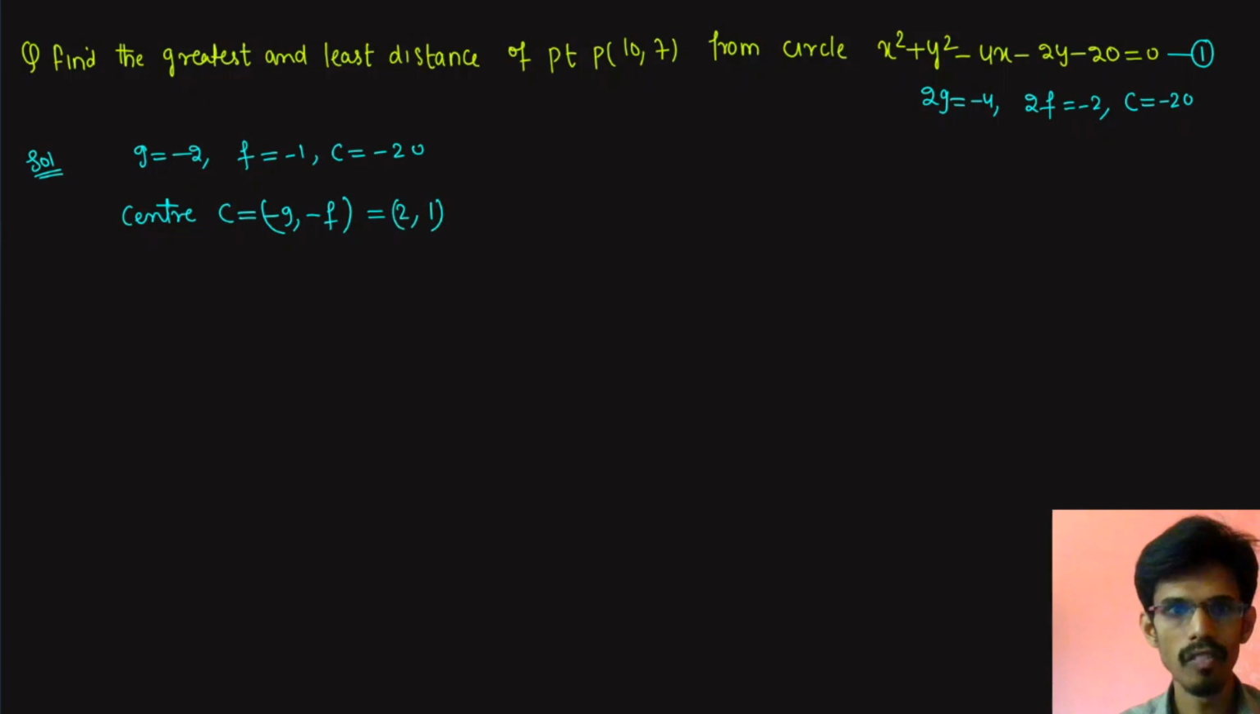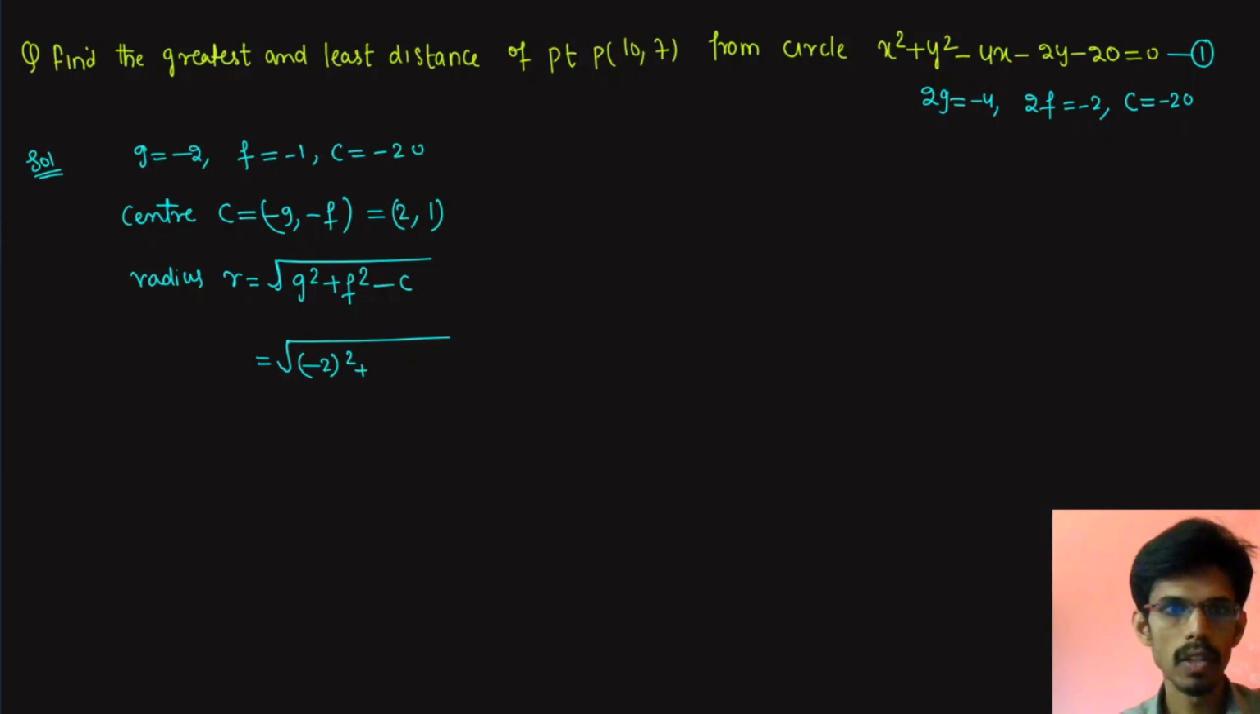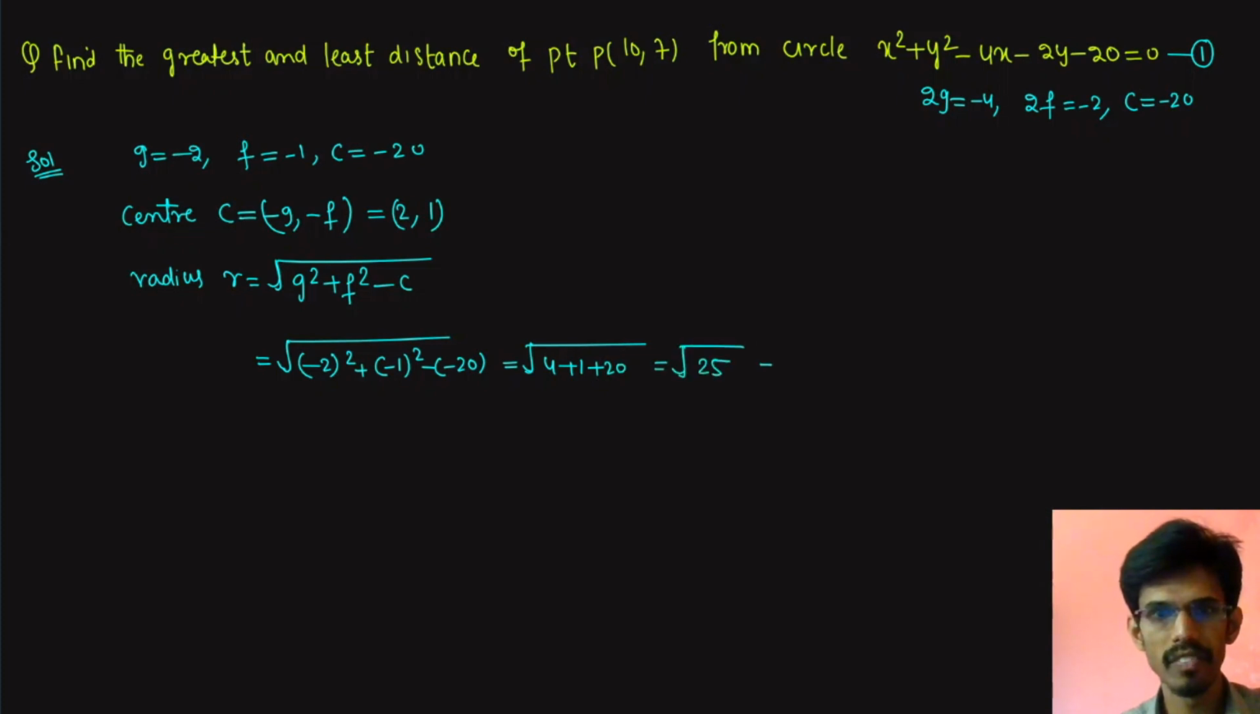Half of the coefficient of x with opposite sign, half of the coefficient of y with opposite sign. Now radius r is equal to under root g square plus f square minus c. So this will become root over g value is minus 2 square, f value is minus 1 square, minus of minus 20. So this will become root over 4 plus 1 plus 20, that is root 25. Root 25 is 5. So the radius is 5.